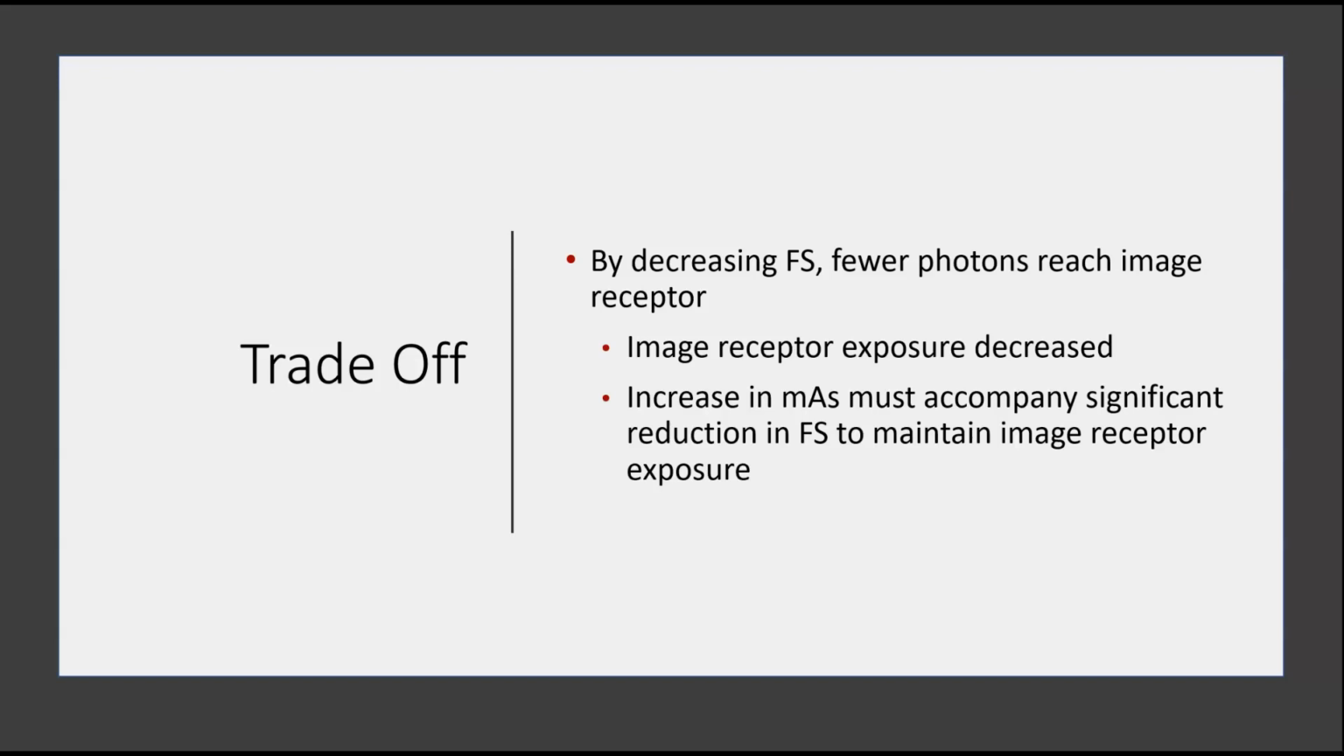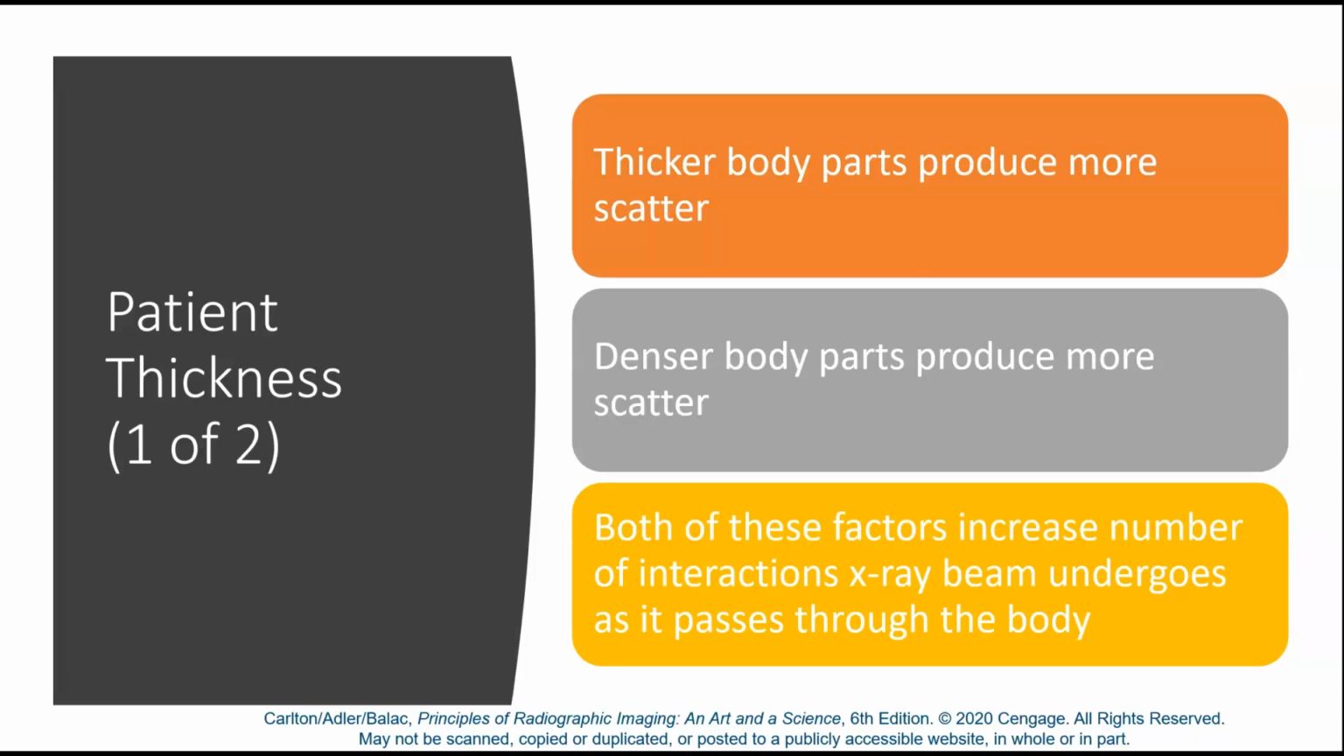Trade-off: by decreasing your field size, fewer photons reach the image receptor. So the image receptor exposure is decreased. You're going to get that salt and pepper look where we're missing photons on our image receptor. So increases in mAs must accompany significant reduction in field size to maintain the IR exposure. If you're collimating really, really tight, you've got to make sure that you are able to kick up your mAs to compensate for those photons that are being absorbed by the lead shutters.